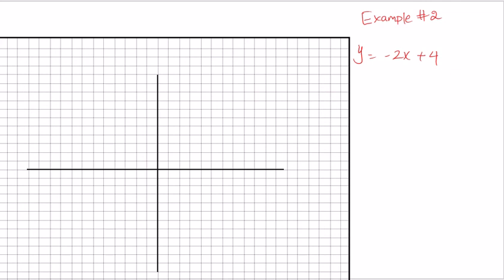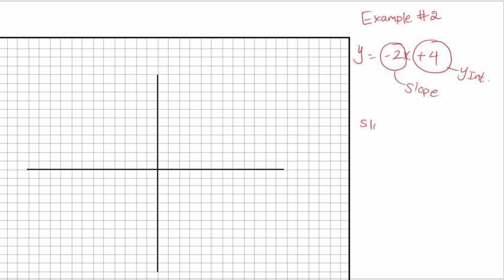Alright, so let's do example number 2 here. We are going to figure out what our y-intercept is. This is our y-intercept right here, and negative 2 is our slope. So now our slope is negative. We have to go in the negative direction to show that to you.